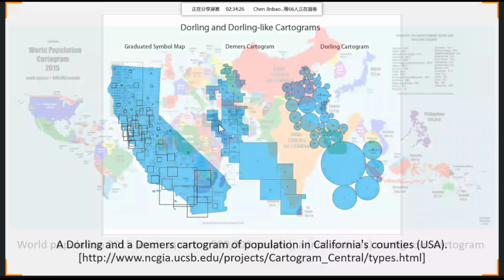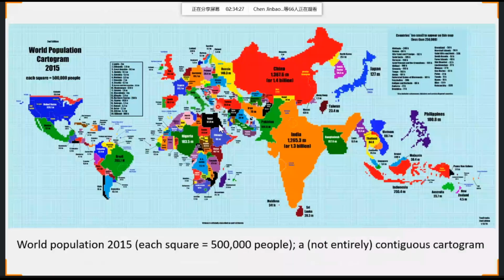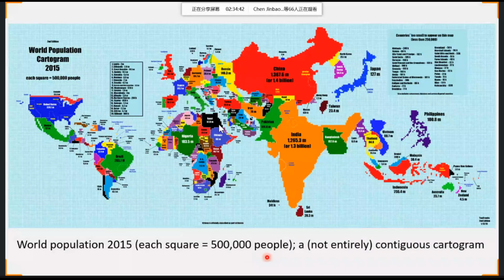There are many examples here. I want to go through them quickly. You can check them out if you want by yourself. So this is about the world population. Each square means 500,000 people. This is a not entirely contiguous cartogram. So in some areas, the connections between the countries are preserved. For some, it was not possible.